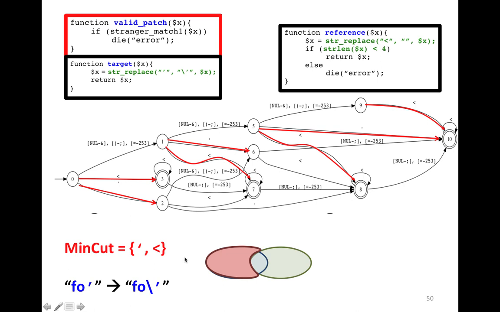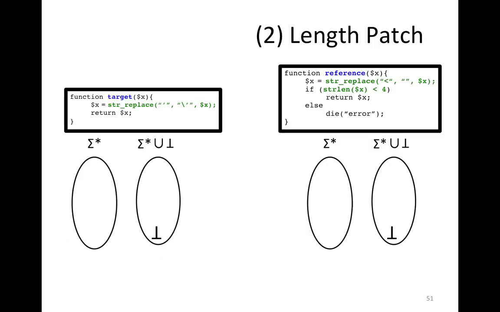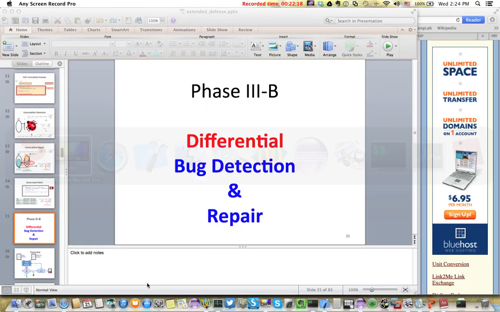Let me just clarify one thing. If we give this input to the reference, we are going to get if o single quote without the backslash. But if we give the longer string to the reference, we are not going to get this output. It's going to be blocked. So, comparing the output of the two functions, we are not going to get this string from the reference, but we are going to get it from the target. So, how do we deal with this problem? We will refine our algorithm to generate another patch in addition to the validation patch. We call this patch a length patch.